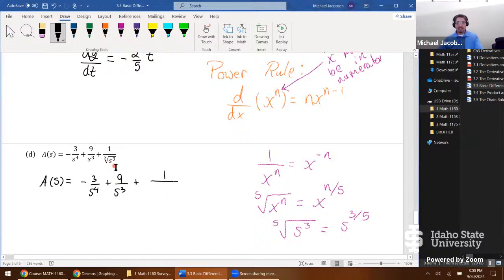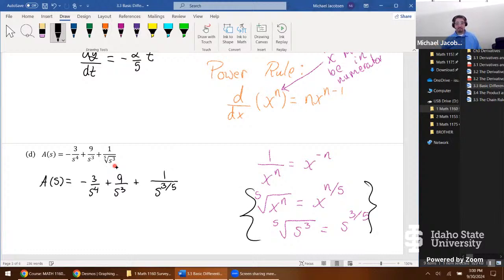But this part right here just turns into S to power 3 because it's a fifth root by the red dot. We divide by 5 there. So I used these rules right here as the first step. Any questions on the first step, folks, for A of S?